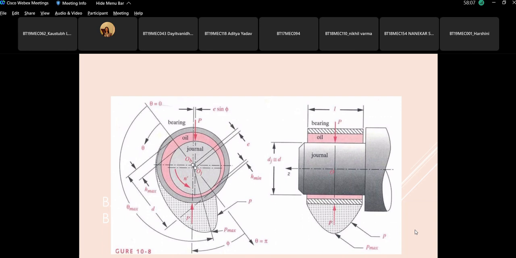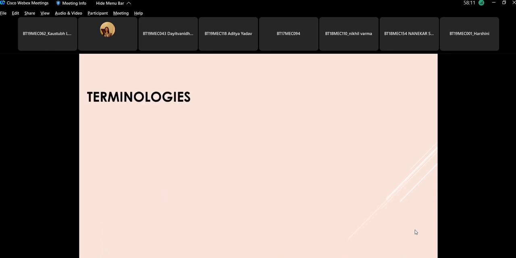Assuming you are done, we will now define these terminologies. There are a few parameters which are important for solving the numericals. Diametral clearance is normally given by C, which is the difference between D and d. So what is capital D and what is small d?